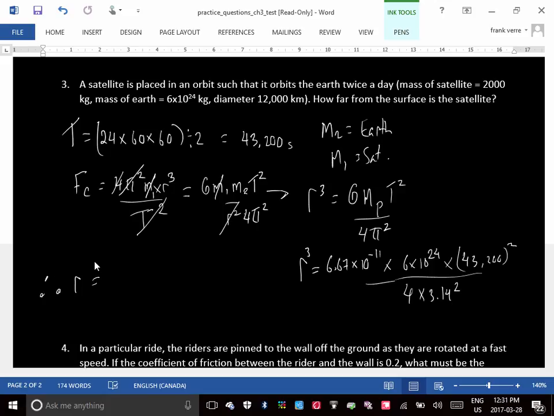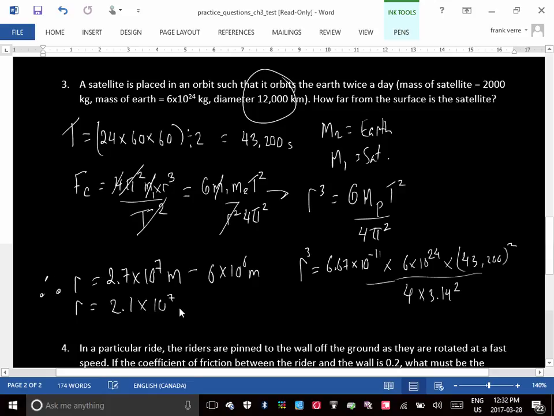So what'd you get for R? 2.7 times 10 to the 7. And then remember, if you want to know how far from the surface, then you can take away the radius of the Earth, which would be half the diameter. So that would be 6,000 kilometers. 6,000 kilometers is 6 times 10 to the 6 meters. And then the answer should be 2.1 times 10 to the 7 meters.